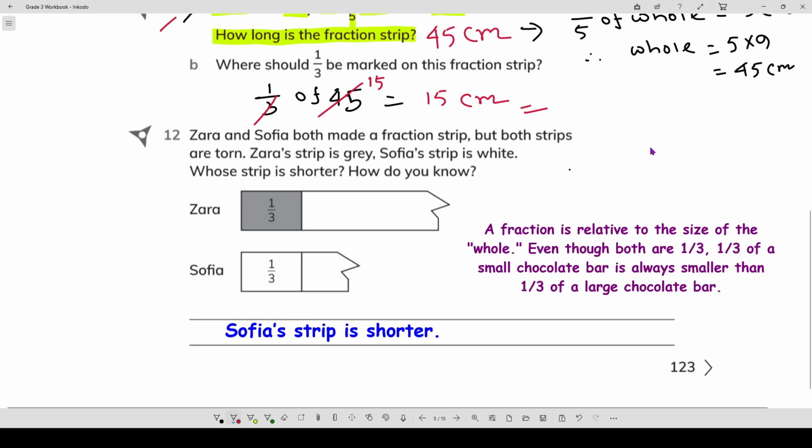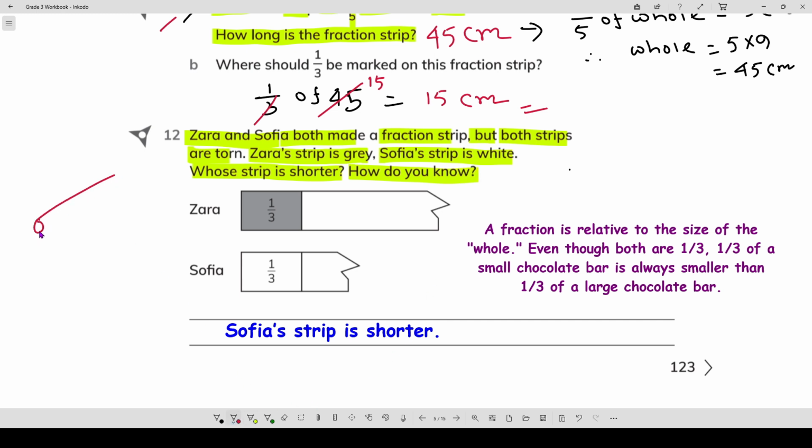Number 12. It's a very interesting thing. Zara and Sophia both made a fraction stripe, but both stripes are torn. Zara's stripe is gray, Sophia's stripe is white. Which stripe is shorter? How do you know? Before starting this one, look, this is a chocolate which is, let's say, 10 centimeters, and this is another chocolate which is 12 centimeters.